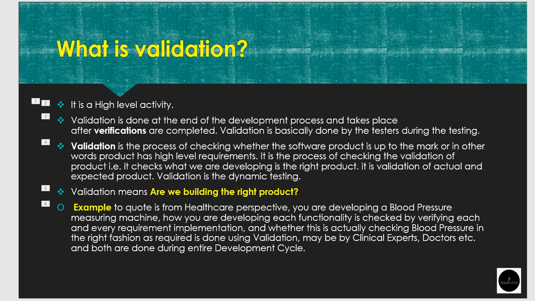It is the validation of actual and expected product. So here validation is the dynamic testing. So validation means, are we building the right product? An example to quote is from a healthcare perspective. Suppose you're developing a blood pressure measuring machine. How you're developing each functionality is checked by verifying each and every requirement implementation. And whether this is actually checking blood pressure in the right fashion as required is done using validation, maybe by clinical experts, doctors, etc., and both are done during the entire development cycle.